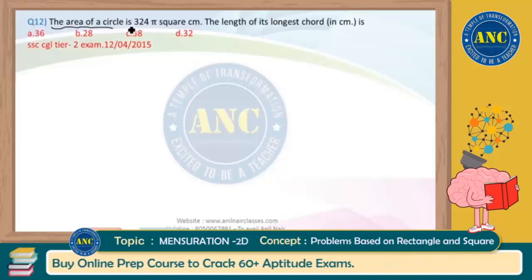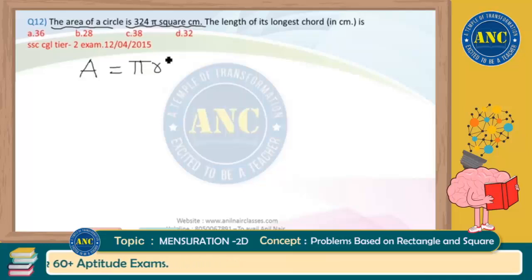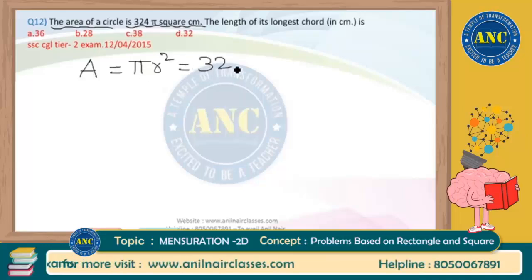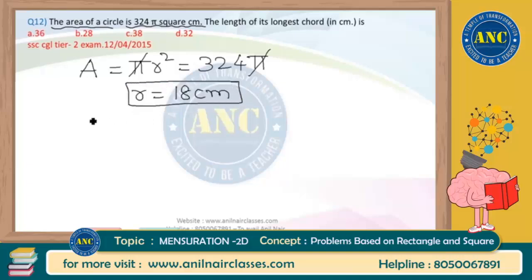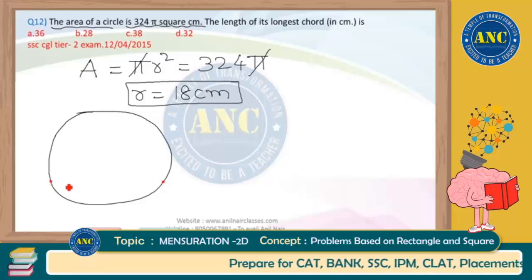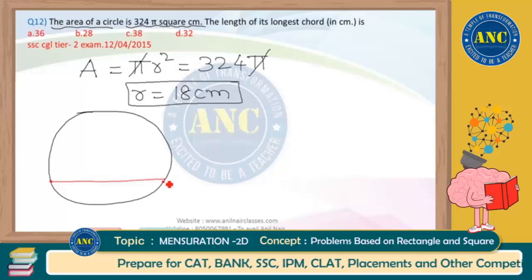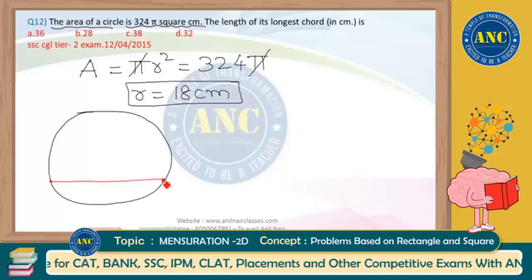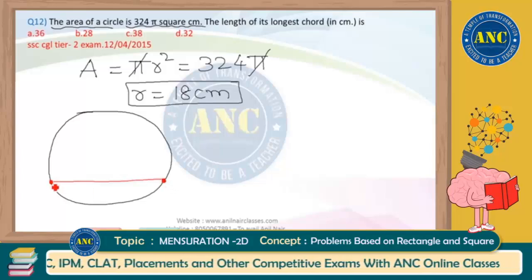Area of circle is 324 pi square centimeters. Area of circle is pi r square and it happens to be 324 pi. So pi cancels. R value will be the square root of 324, which is 18. Find the length of the longest chord. That means this is the circle. What is the meaning of chord? A chord is a straight line which will touch the circle at 2 points. Any straight line touching the circle at 2 points is nothing but a chord.